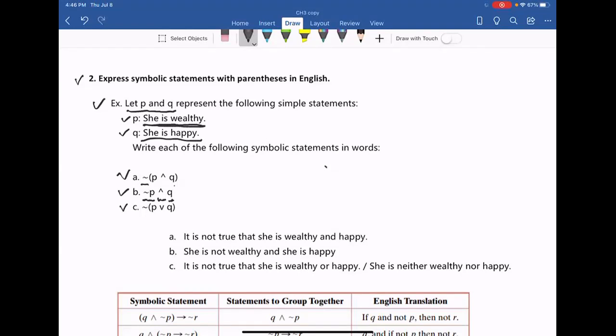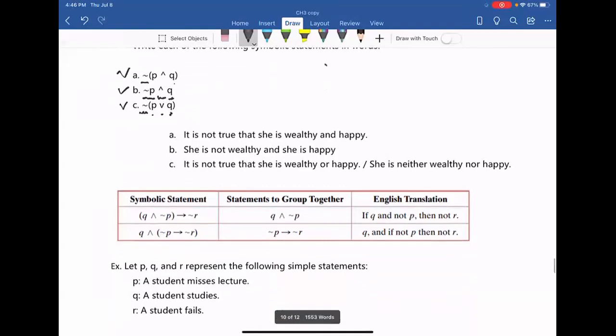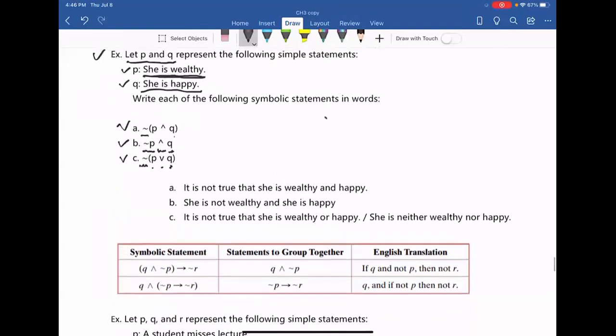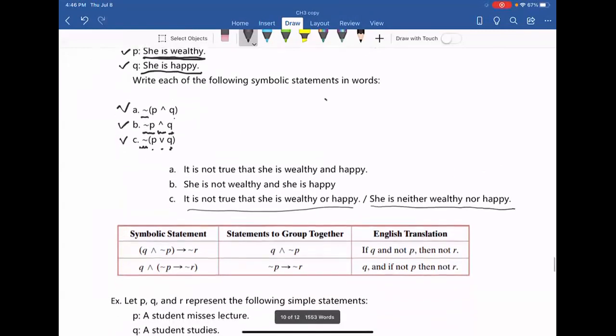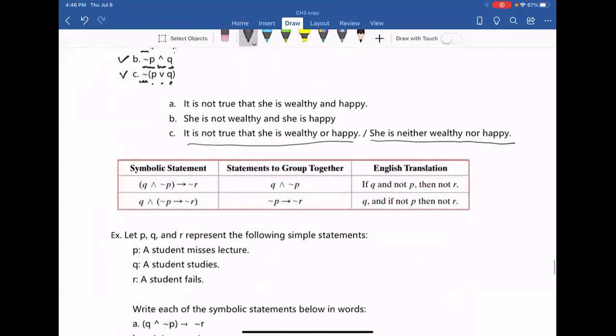Next one, C. It is not true that P or Q. So it is not true that she is wealthy or she is happy. Oh, you can also say she is neither wealthy nor happy. They have the same meaning. Okay, let's see this table.